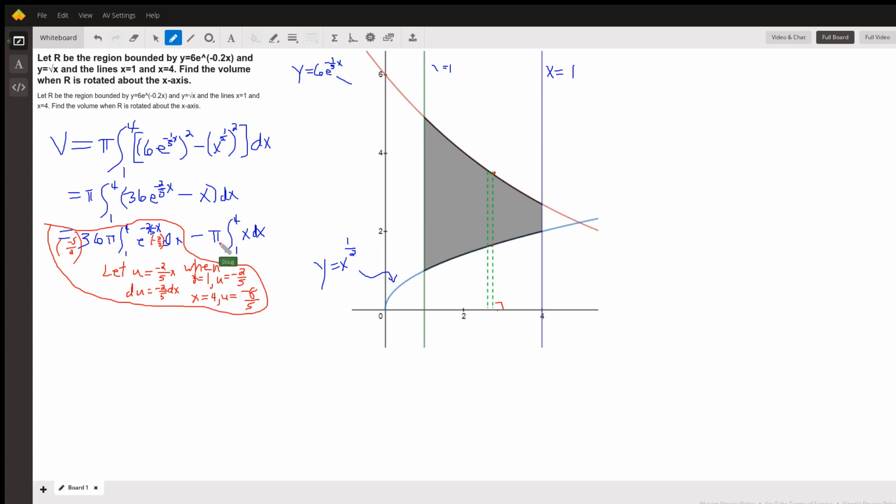This one should be pretty straightforward. The antiderivative of x is 1/2 x squared, 1 to 4, pretty straightforward. But over here, when x is 1, u is negative 2/5, so we'll have a negative 2/5 here. We'll have a negative 8/5 up here. And out front, we'll have a negative 90 pi. So we might want to interchange the limits of integration, in which we'll take the opposite of the negative 90 pi, give us 90 pi.